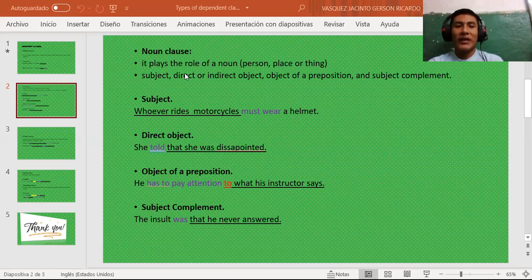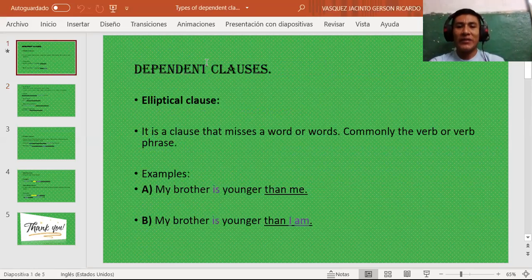So we have the first type of dependent clause, which is known as an elliptical clause. In this case, we are talking about a clause that is missing a word. For instance, we can commonly find that the missing word is the verb or the verb phrase. Let's check out an example. Commonly in our daily routine, we are going to hear some sentences that are missing the verbs.